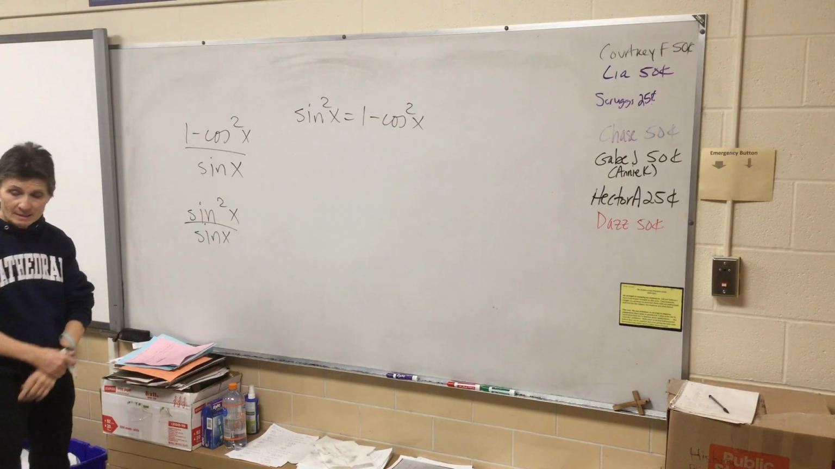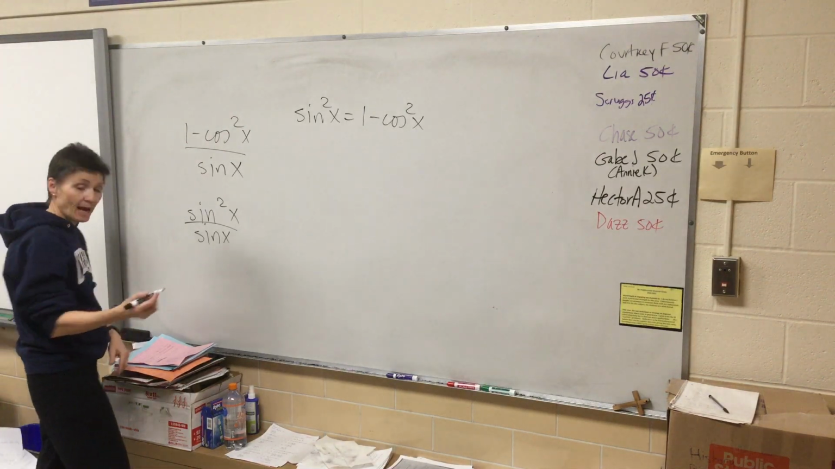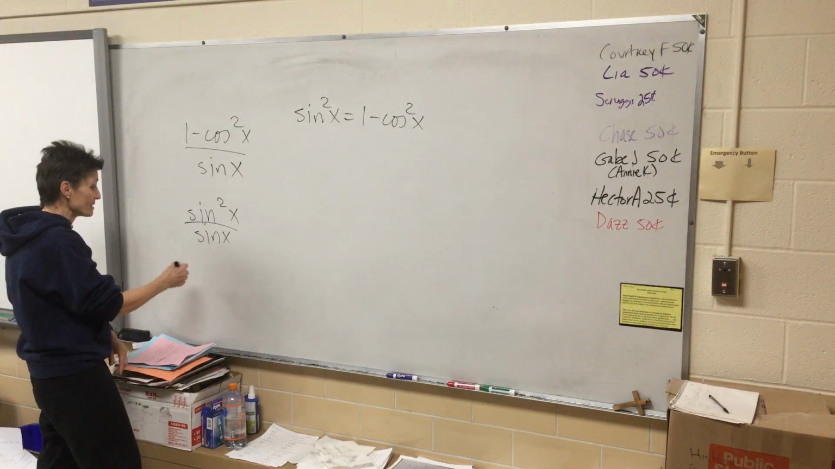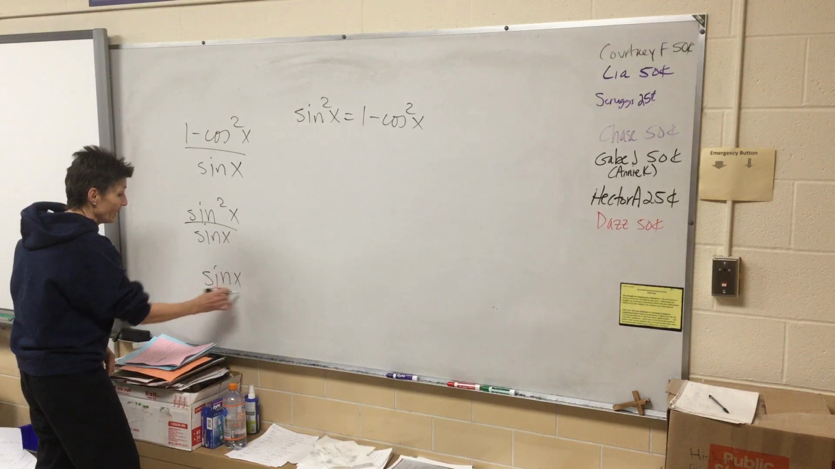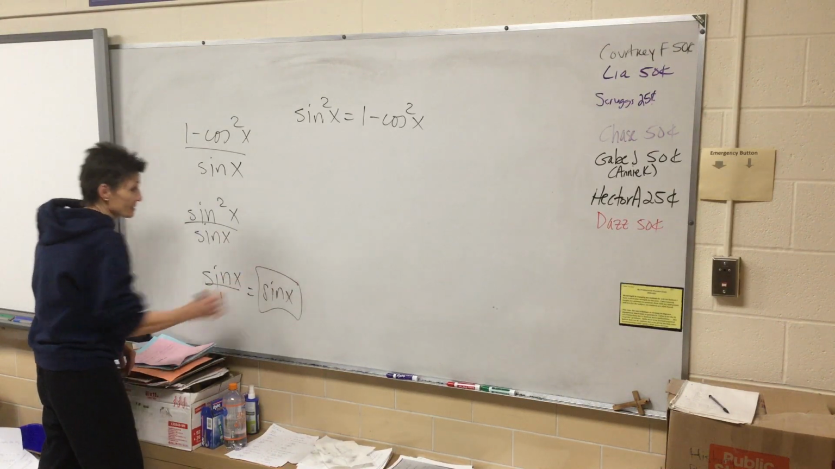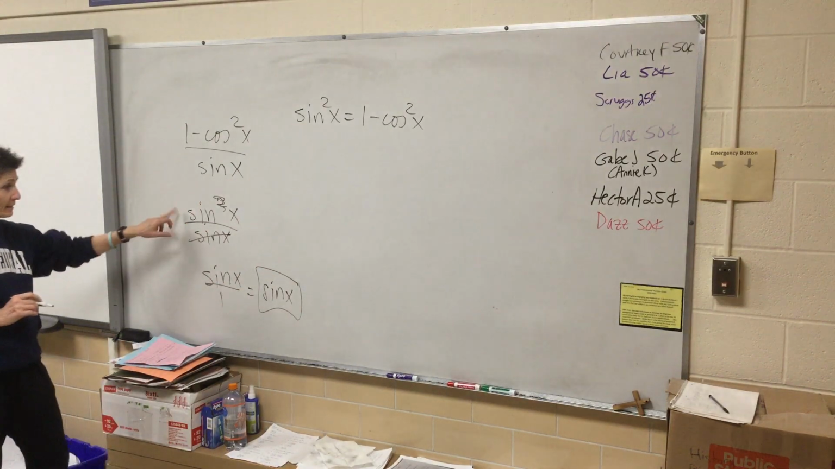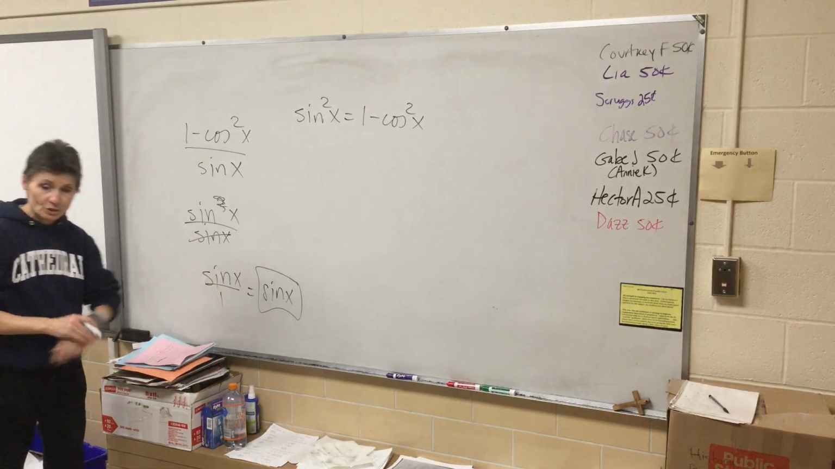Well, now what happens? Take a 1 out. Take a sine out. Yep, we can cancel out one of the sines. And so we're going to be left with sine over 1, which is just sine. We can cancel out one of these. And that leaves us with sine over 1 or just sine.